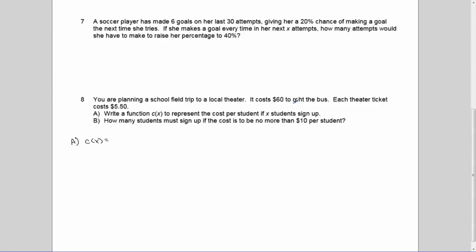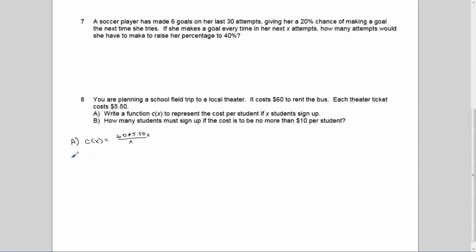The cost per student is going to be the $60 to rent the bus plus the $5.50 per student. So if x is our number of students, then the cost of the tickets will be $5.50 times x. And we're going to divide this because we want to find the cost per student, so we're looking for an average. We'll divide it by the total number of students. So now we have our function.